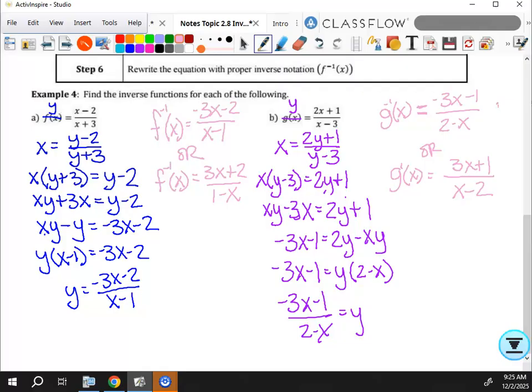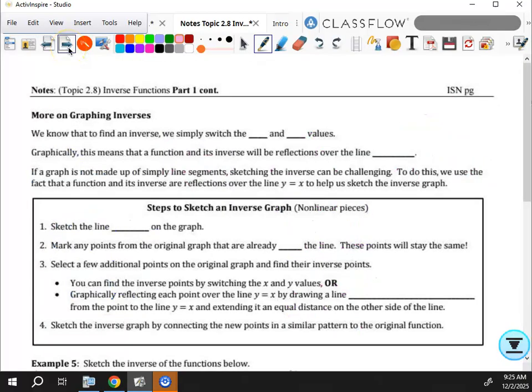Okay, great. Grab your other sheet of paper. This is going on 57 as well. All right, so we know that to find an inverse, we simply switch the x and y values, or the input and output, but you don't really have room to write those in there. Graphically, this means that the function and its inverse will be reflections over which line? Y equals x, right?